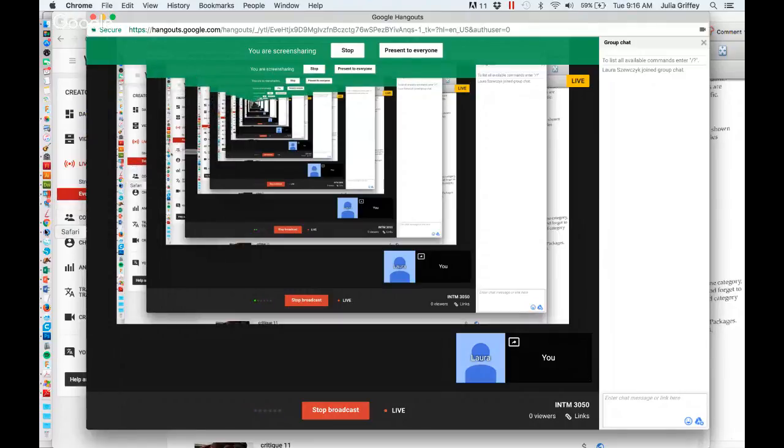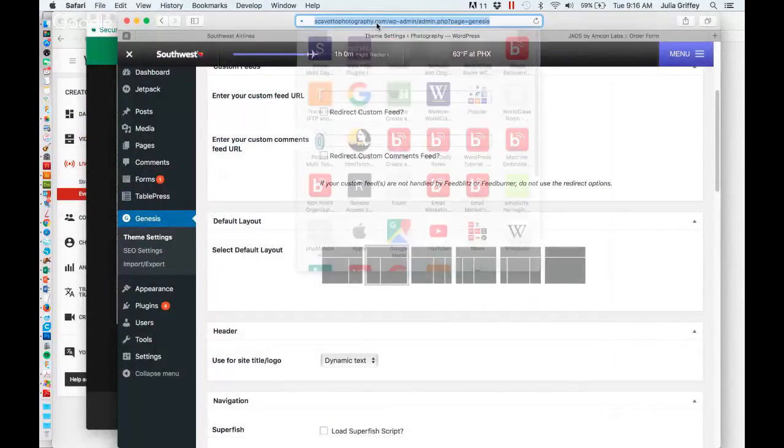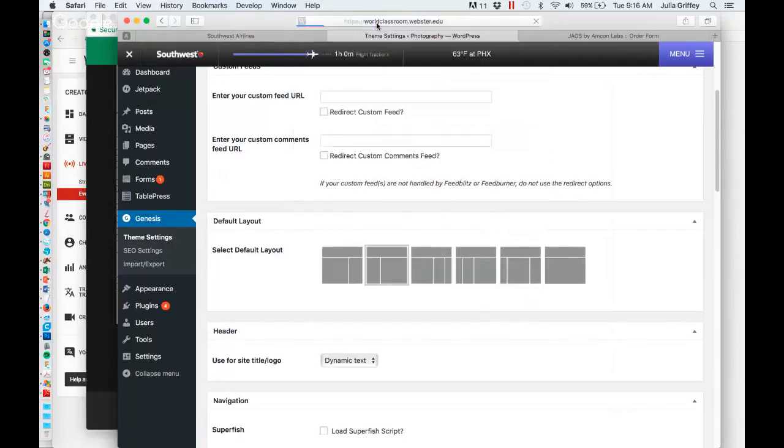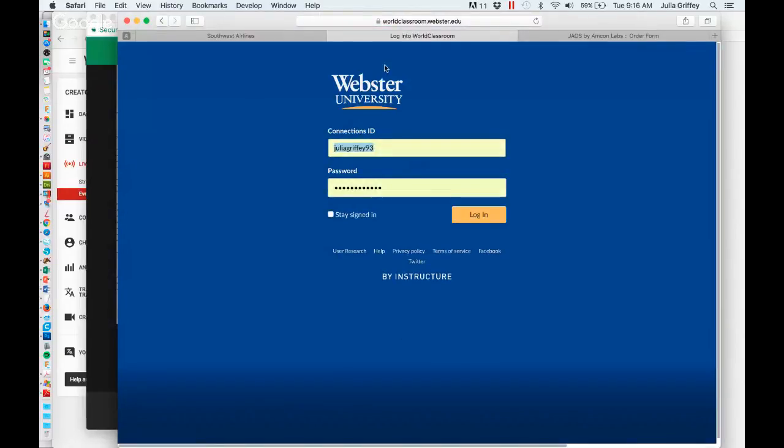So we're going to get to World Classroom, you go to worldclassroom.webster.edu. And Pamela, you're going to need this for a lot of your classes. So there's probably a link to it on the main Webster website, but just FYI, it's worldclassroom.webster.edu. And you're going to log in with your connections ID and password. So hopefully you have that by now. You don't have that set up yet? No, well, after class, I'll go see.